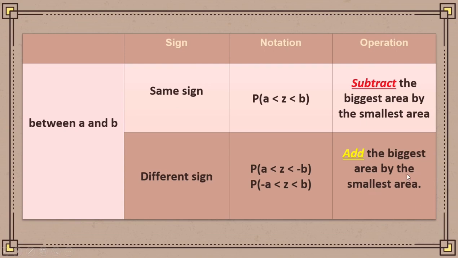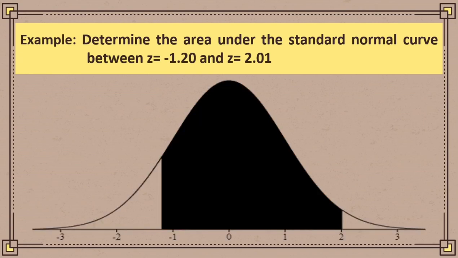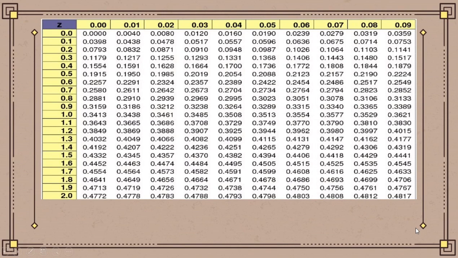Okay, so let's go back to our last example. Determine the area under the standard normal curve between z equals negative 1.20 and z equals 2.01. So, construct the normal curve, and then let's shade the area of our normal curve. Then the shaded region is between negative 1.20 and 2.01. So, now let's find the corresponding area of negative 1.20 and 2.01.